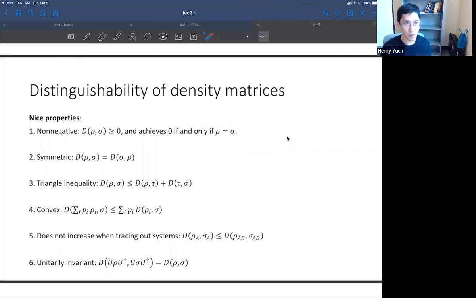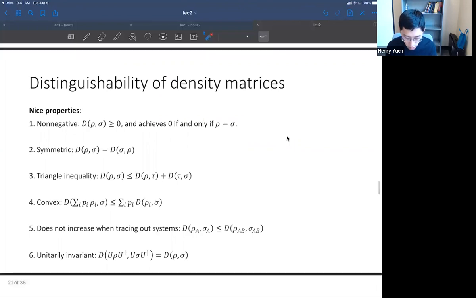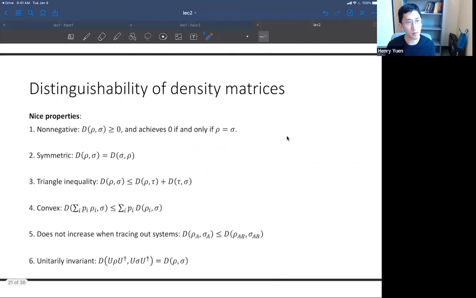Okay, so that's the review of density matrices. It took a while, but we'll be relying on it throughout the course. Before I move on, any more questions about density matrices?